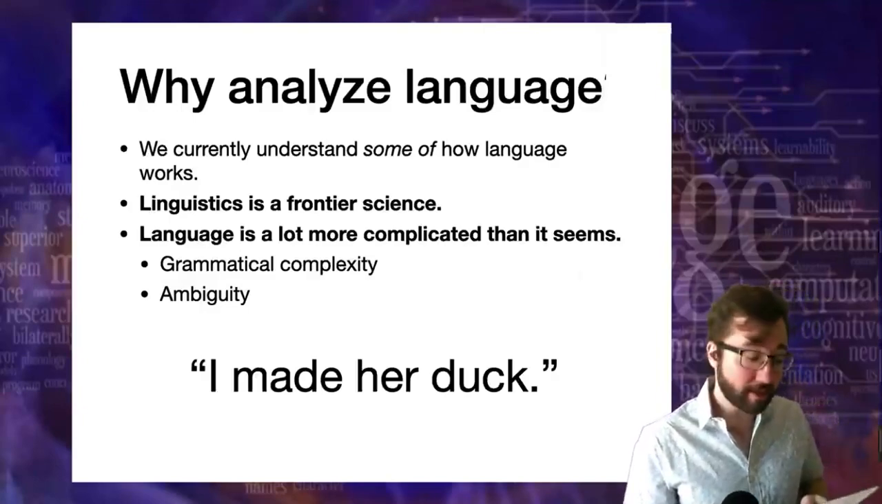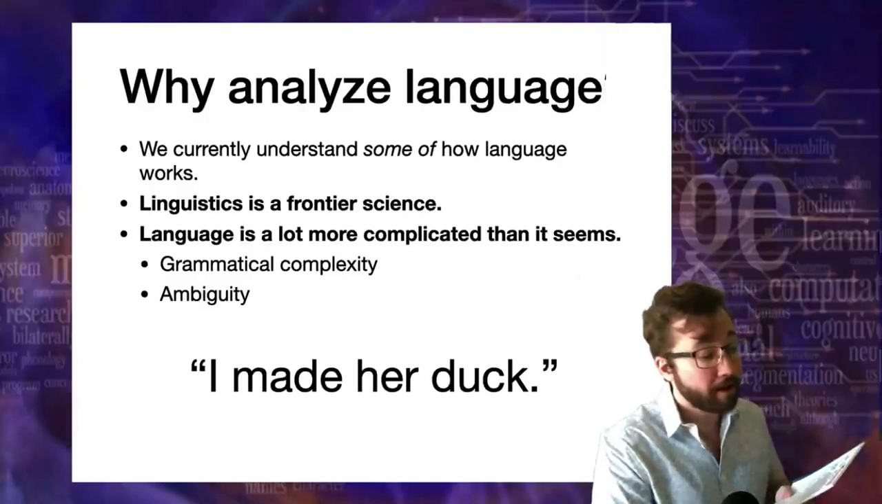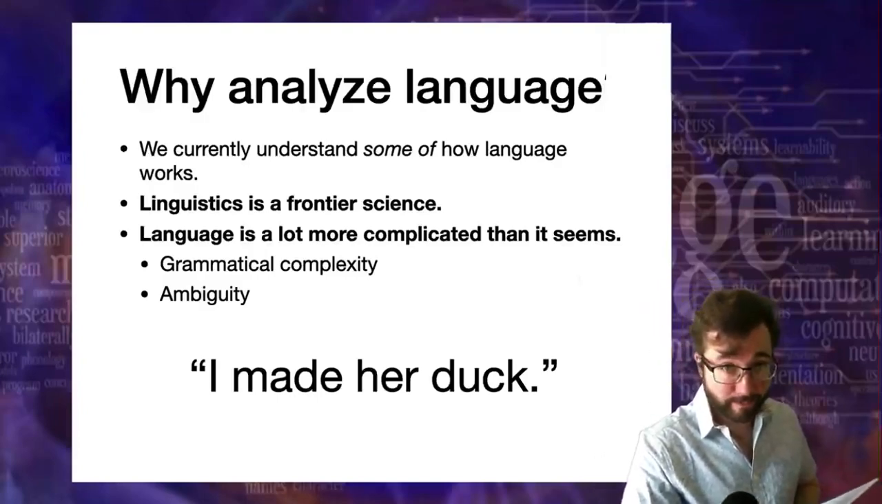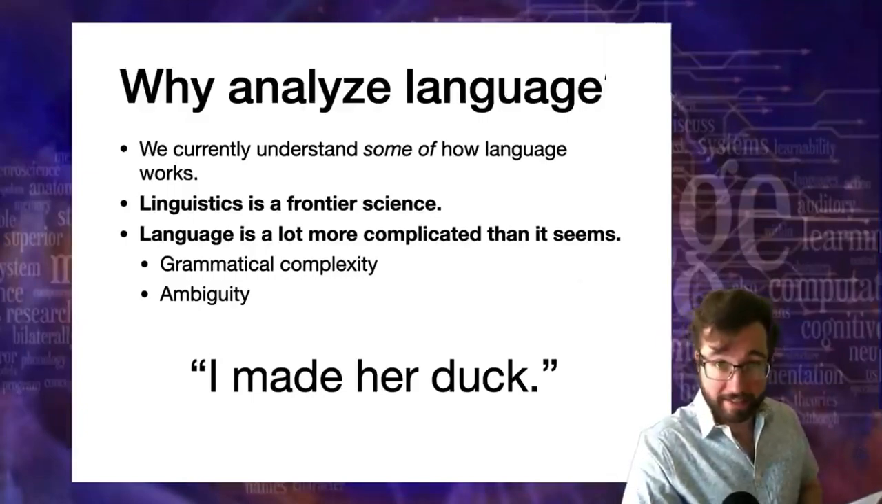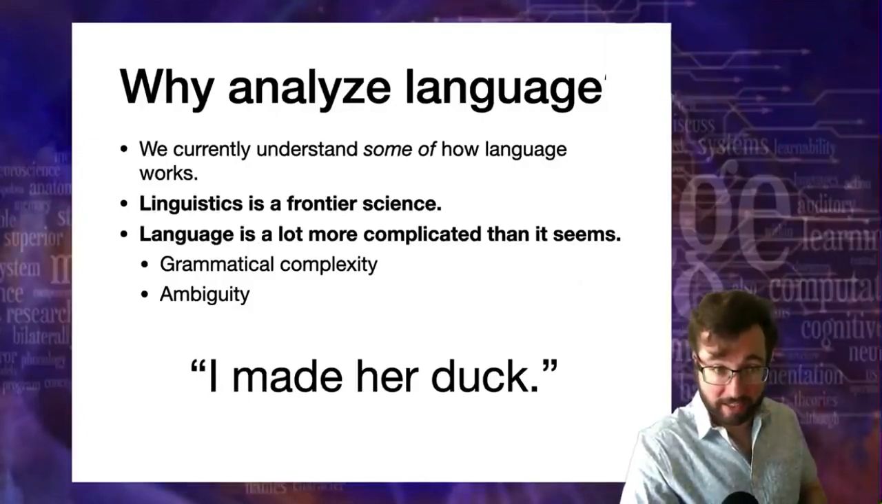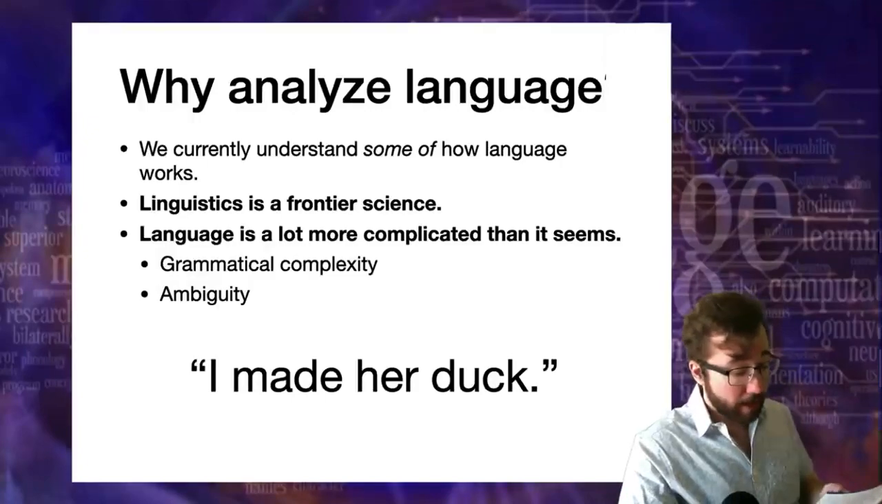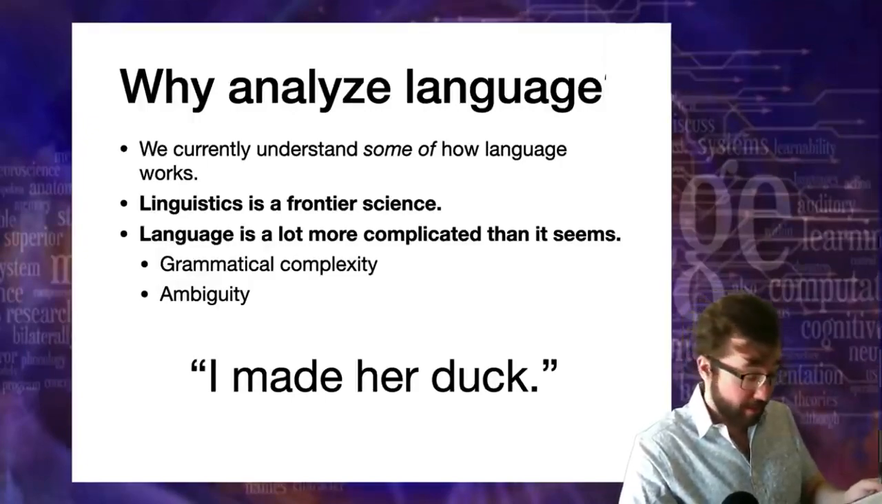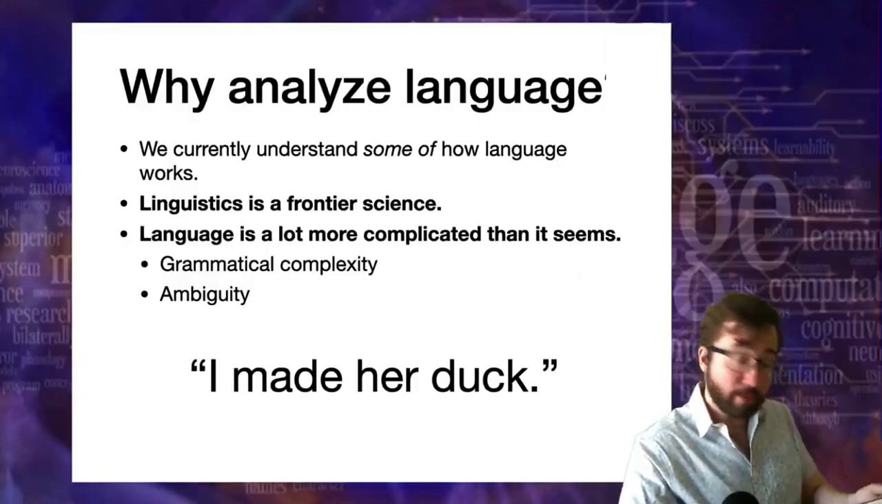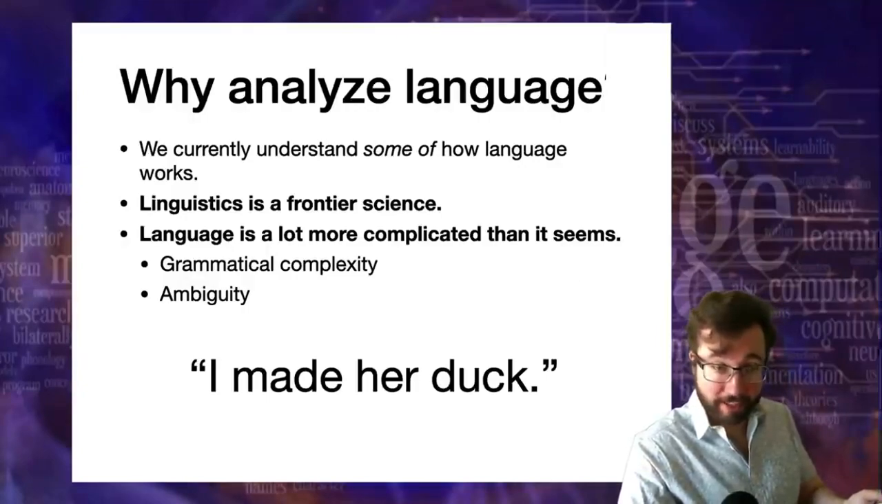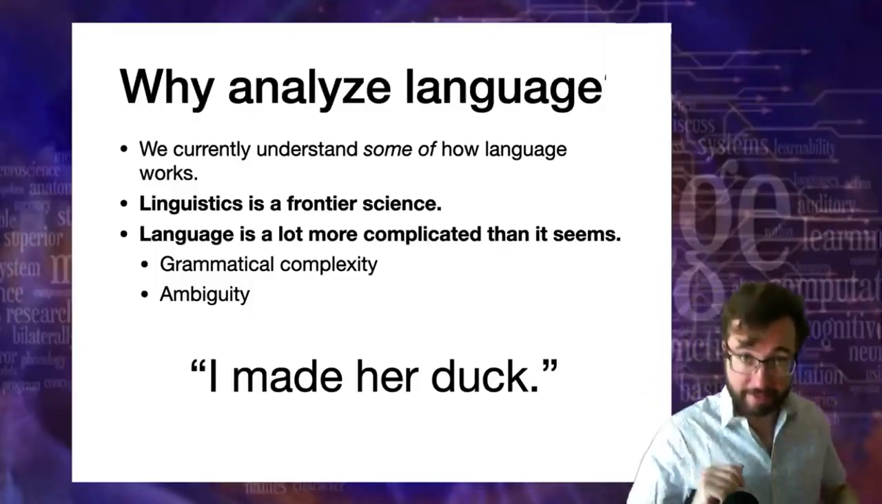But here's what I got. So, I made her duck. That could mean I cooked duck meat for her. It could mean I carved a wooden duck and I gave it to her. It could mean that she owns a duck, which I made somehow. It could mean I cooked the duck that she's currently eating. It could mean I transformed her into duck meat. I made her duck could mean I made her crouch down, like this.